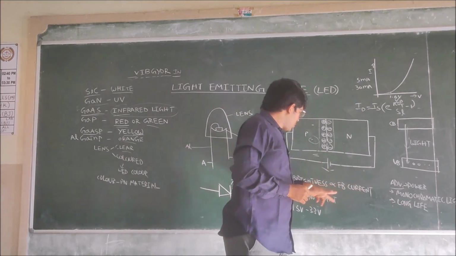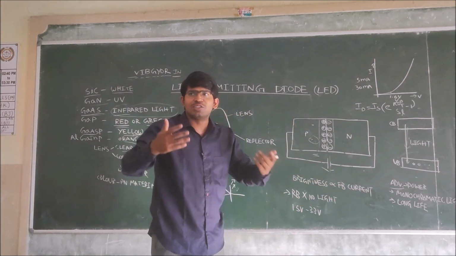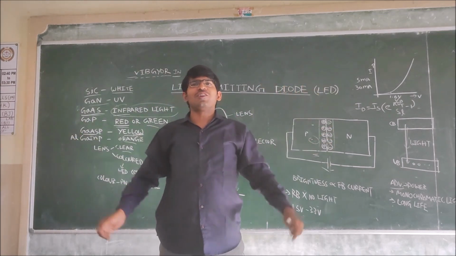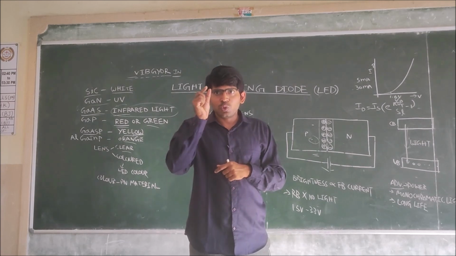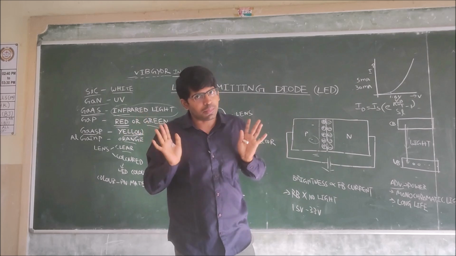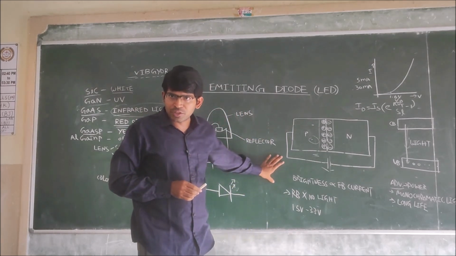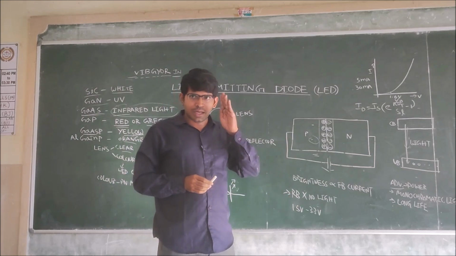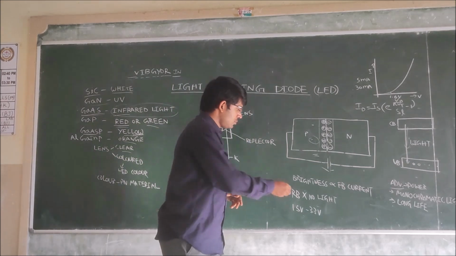Here you can see, when we connect this in reverse bias, there is no concept of light emission. In our laboratories, if we use the 1 rupee LEDs, if you reverse bias, automatically they will get damaged. So you should never connect LED in reverse bias. They are designed to operate only in the forward bias.